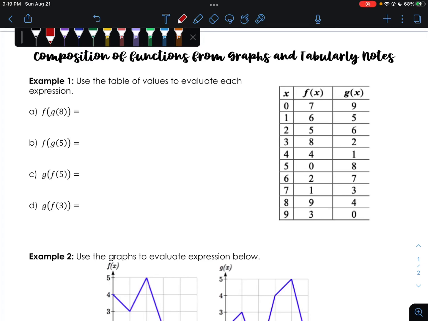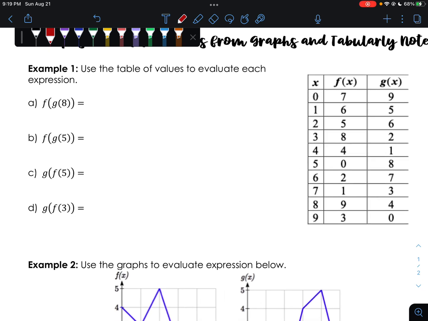Hi everyone, welcome to the composition of functions from graphs and tables notes. We're going to start by finding compositions from a table, then we're going to move to a graph. If you have not watched the video about how to find it algebraically, then go back and watch that video.